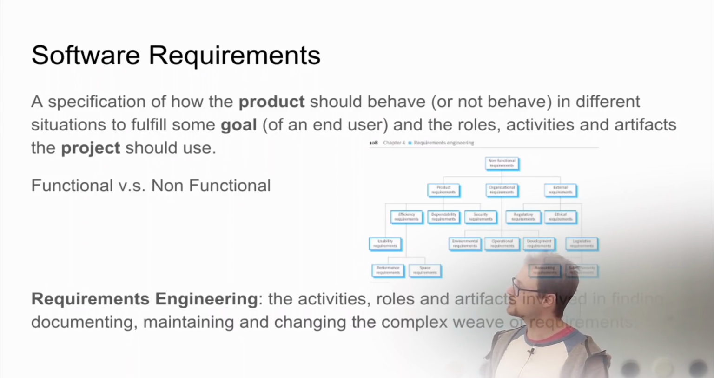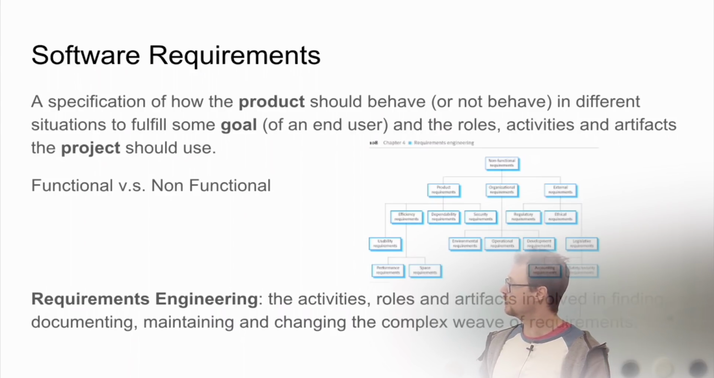So the requirements are not atomic. They are not like, this is the little box of the requirement. They affect each other. They form different dependencies between each other. And in any project of some size that's not a complete toy project, this weave of requirements will be quite complicated. And that's why we have requirements engineering.